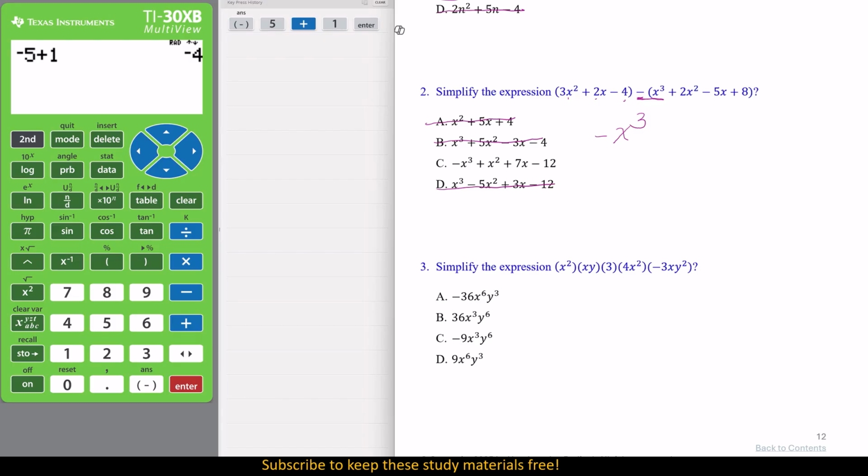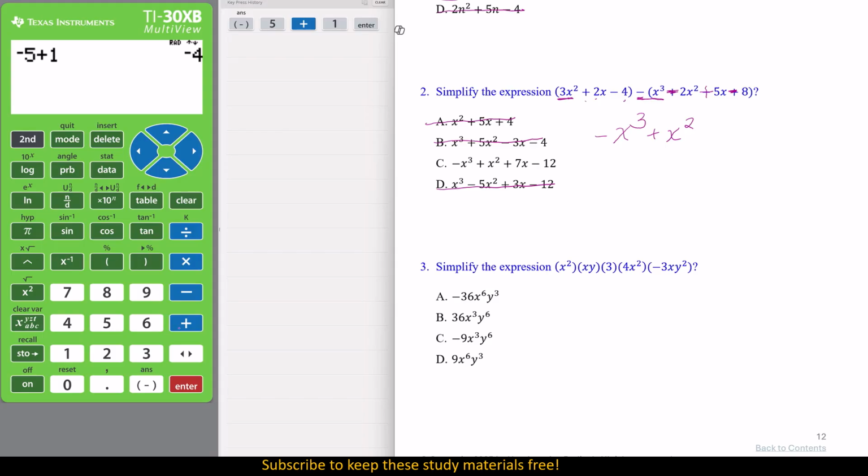Now let's look at our x squared. Well, I have 3, and then this is minus 2. This is plus 5, and this is minus. So I have 3 minus 2. Well, that is just plus x squared. Do we have that in C? Yes, we do.